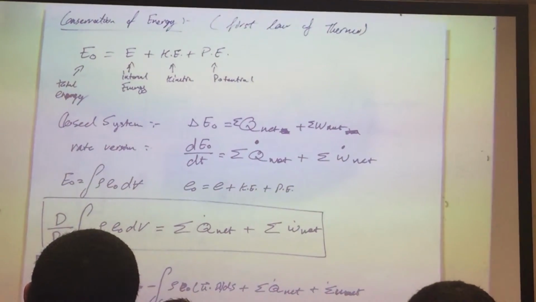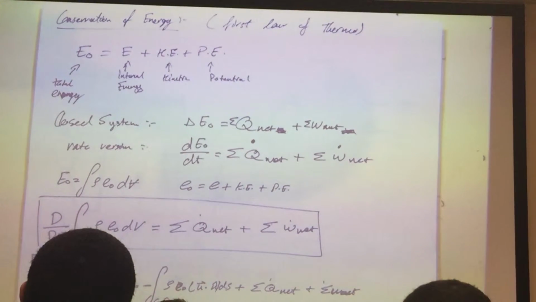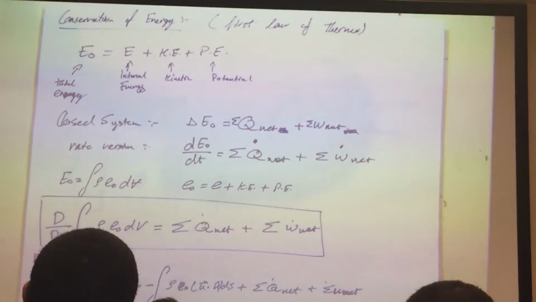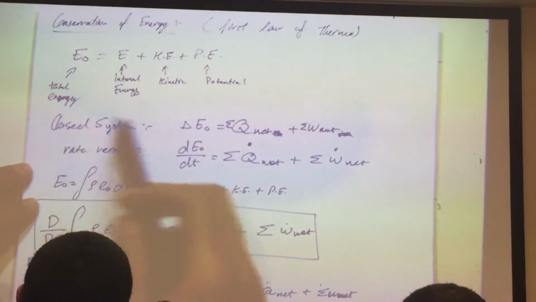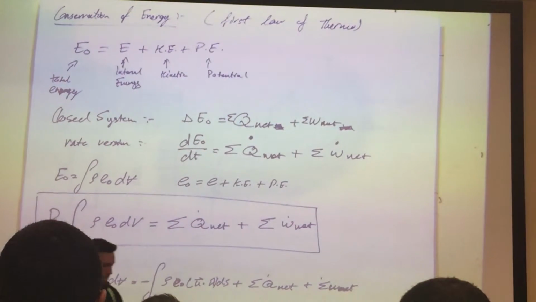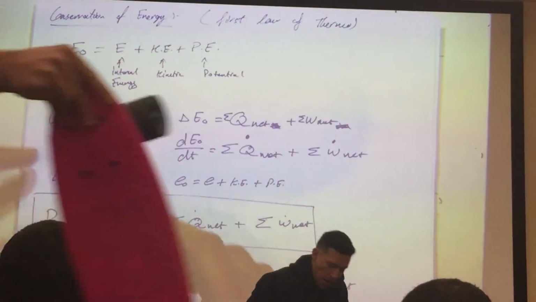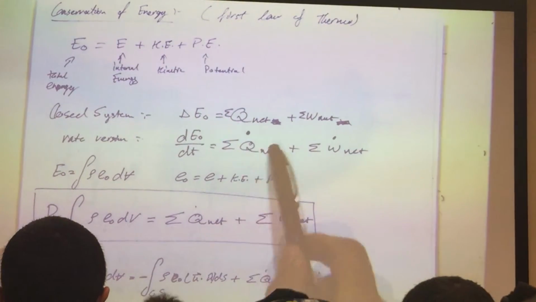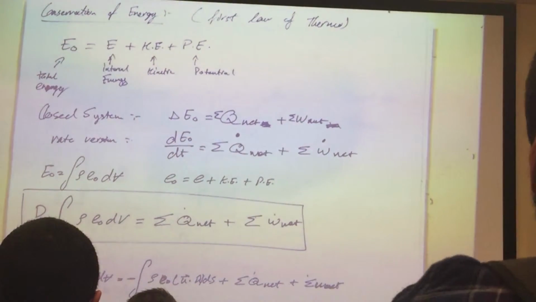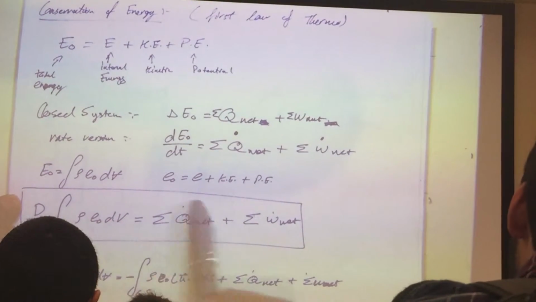Now, conservation of energy, which is the first law of thermo. We said total energy is a composition of internal energy, kinetic energy, and potential energy. So for a closed system, the total energy is equal to the rate of change of heat plus work. Now, if I am looking at the rate of change, which is the total unsteady system, then I have Q dot plus W dot, and from there, the substantial derivative of that is equal to the summation of work.